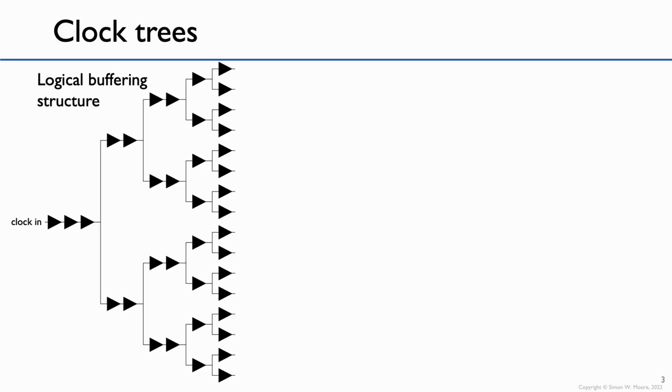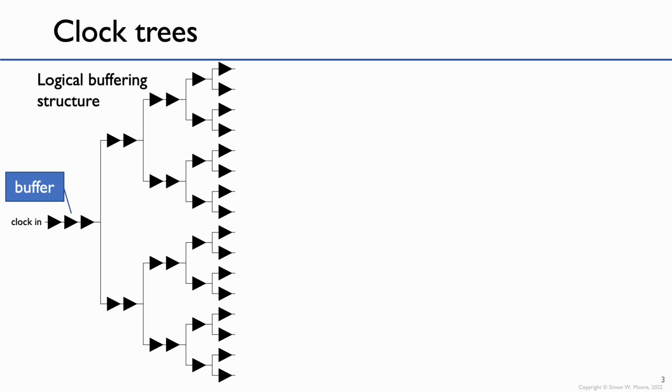In order to distribute the clock throughout the circuit, we use a clock tree, and here's a logical representation of a clock tree. We've got a whole series of buffers. The clock comes in on the left in this diagram. It then goes through a sequence of buffers, and those buffers increase in size. We don't need to amplify the voltage of the clock, but we do need to amplify the current, because we need to distribute that clock over some long wires, and so we need some big drivers to do so.